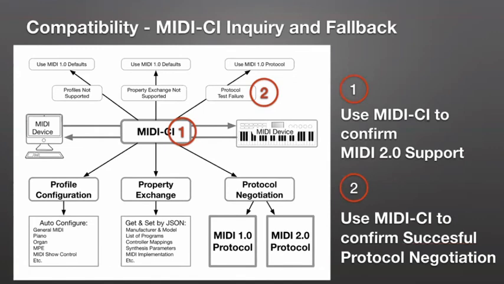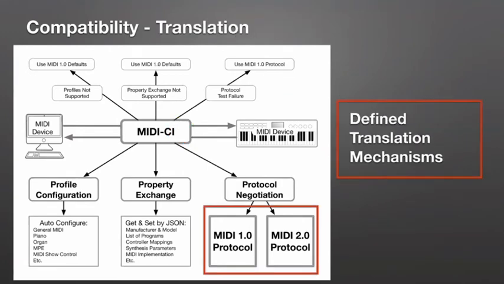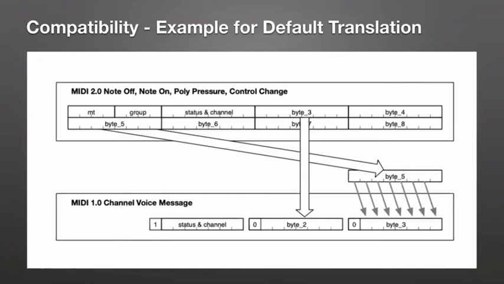Compatibility, again, this is the first and foremost thing we were thinking about. You use MIDI-CI to confirm MIDI 2.0 support, and use MIDI-CI to confirm and successfully do the protocol negotiation. If that doesn't work, then you fall back to MIDI 1.0 protocol. We have done a lot of work in translation that is actually in the specification, which you can download from MIDI.org. And so we've tried to provide everyone with all of the information that they need to be able to develop MIDI 1.0, MIDI 2.0 products, and also have those MIDI 2.0 products work with MIDI 1.0 devices. So that's a picture of how you do the default translation. Pretty straightforward.